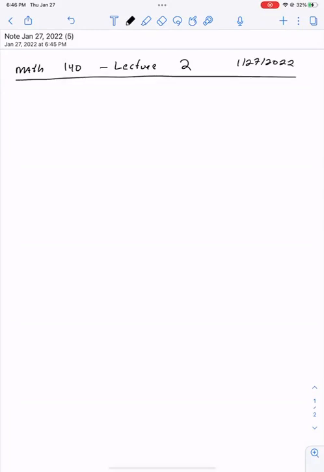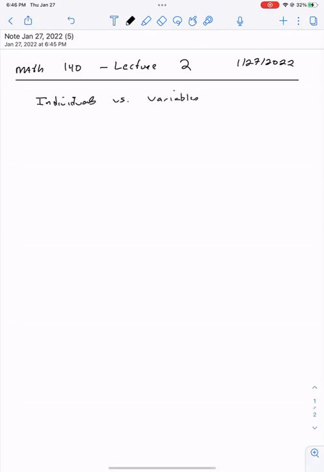Let's quickly recap some of the basic stuff that we did last time. Last time we started with individuals. Those are the objects of study. And variables. Those are the attributes, the characteristics of those individuals that we might care about. The variables themselves fell into two categories: categorical variables versus quantitative variables.